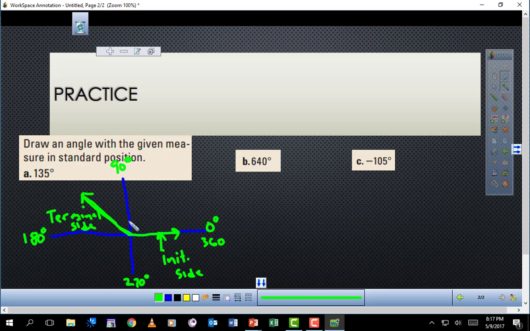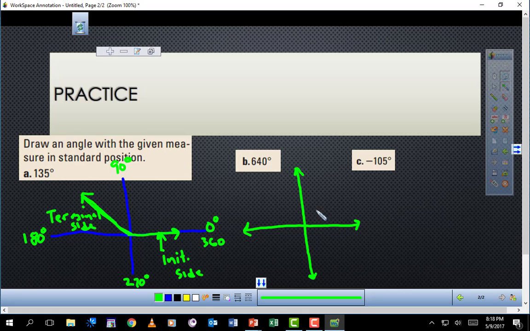Anyhow, there's an angle. Well, this one's a little bit more tricky. Let's start out again by drawing a coordinate plane like this. And one of the things you need to realize is that angles and trigonometric functions are cyclical.